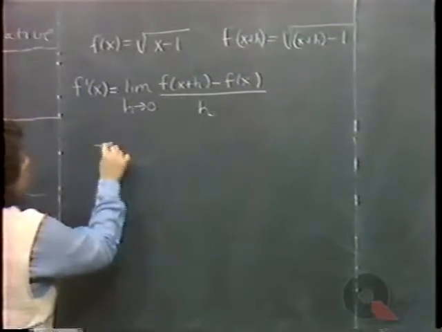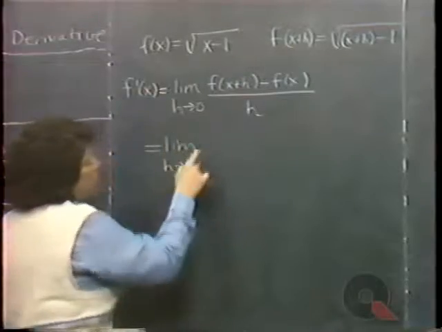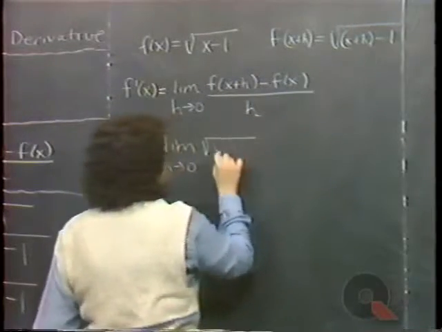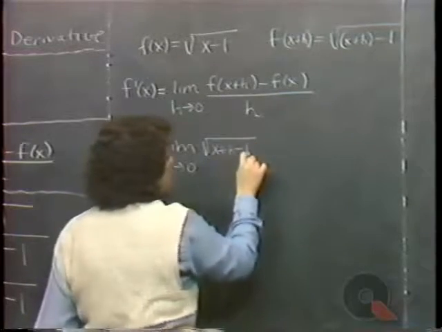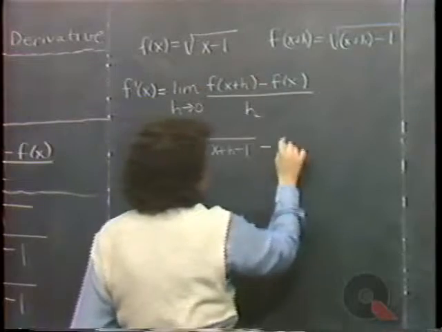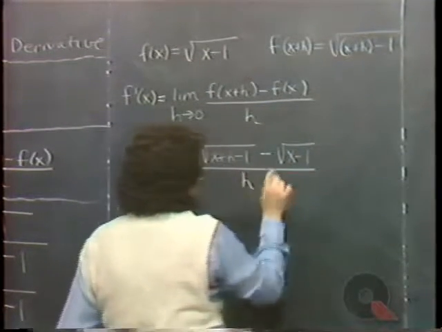So let's substitute now into our definition. The limit as h approaches 0. Now we need f of x plus h, which is the square root of x plus h minus 1, minus f of x, which is the square root of x minus 1, over h.